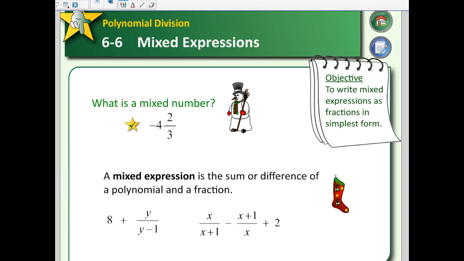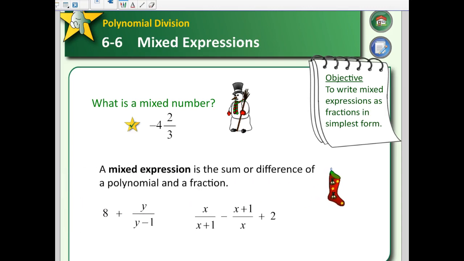Well, we're going to find out that a mixed expression is the sum or difference of a polynomial and a fraction. So if you look here, I've got a constant term plus a fraction. If you look at my second one, I've got fraction number 1 minus fraction number 2 plus a constant term. So we're going to see then the mixed expression is I've got fractions and I've got polynomials.